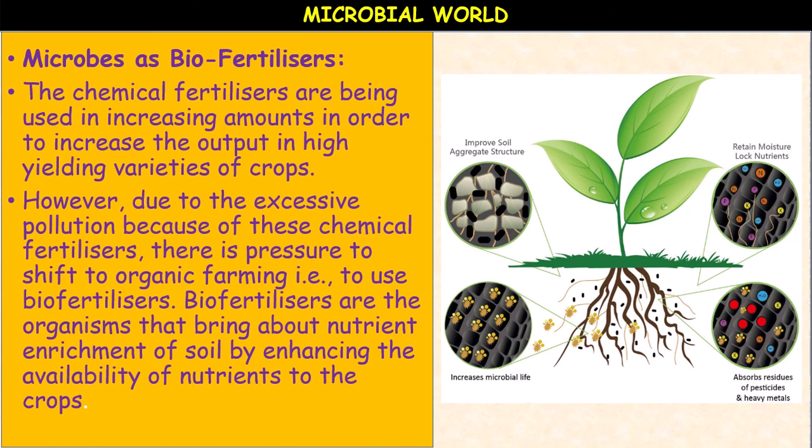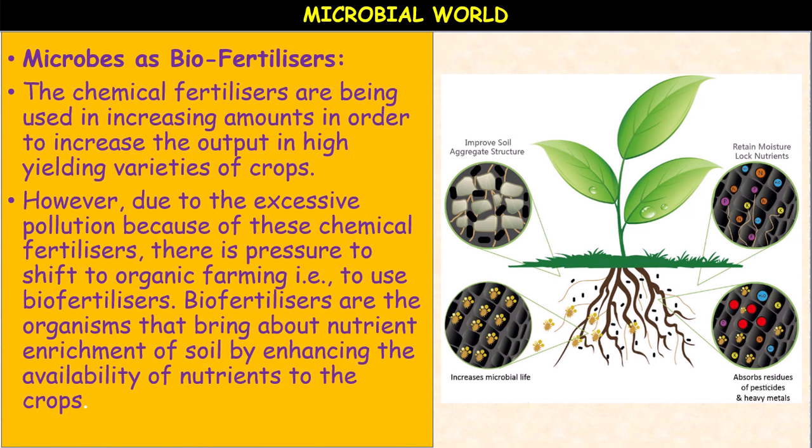However, due to the excessive pollution because of these chemical fertilizers, there is a pressure to shift to organic farming, okay, as we have studied in the lesson pollution. These chemical fertilizers accumulate in the water bodies. During the rains, they are washed into the water bodies and they stimulate the growth of algal blooms, okay, which will decrease the oxygen content in the water bodies and which may kill. This condition is called biomagnification.